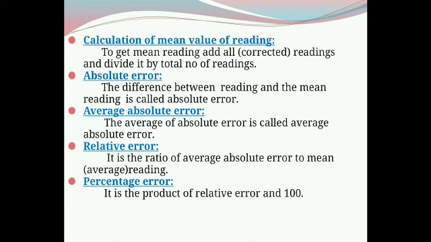Next step is relative error. It is the ratio of average absolute error to the mean reading. And last is percentage error. When we take the product of relative error and 100, it is called percentage error. These are the steps to find the error or to minimize the errors in a given example.